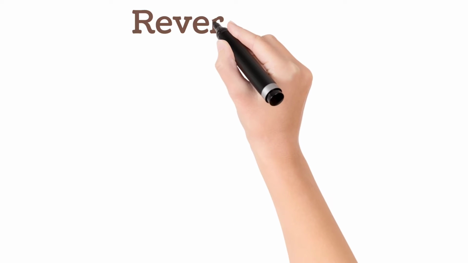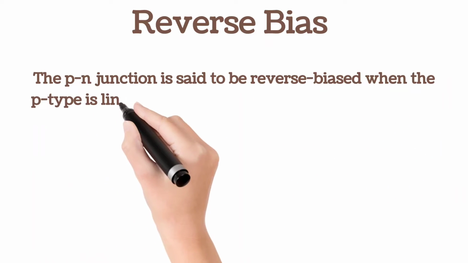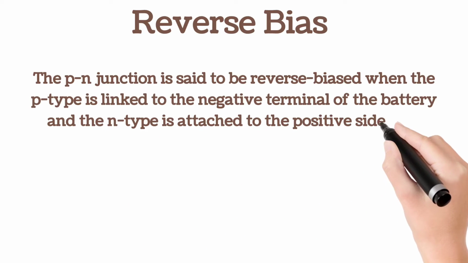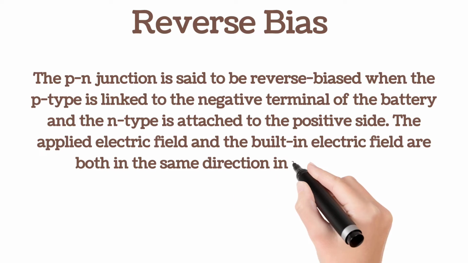The P-N junction is said to be reverse biased when the P-type is linked to the negative terminal of the battery and the N-type is attached to the positive side. The applied electric field and the built-in electric field are both in the same direction in this situation.